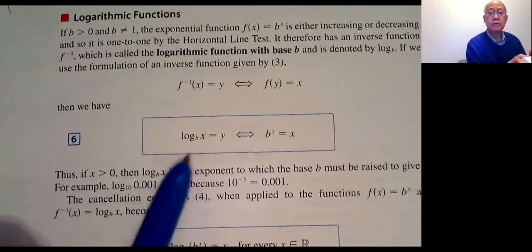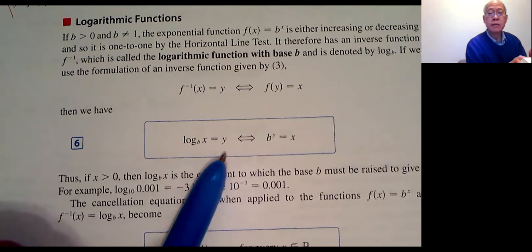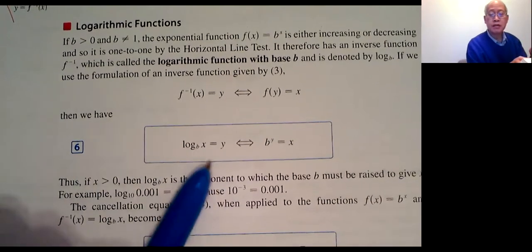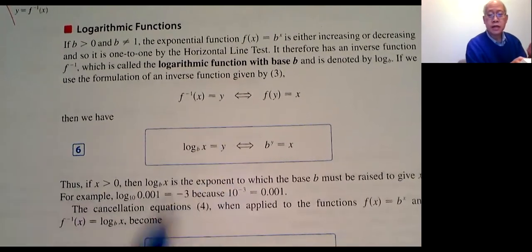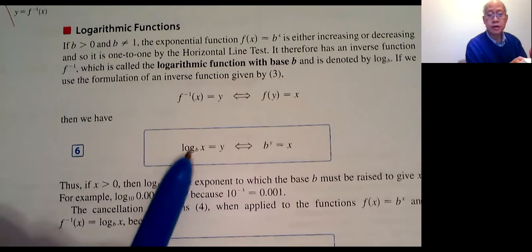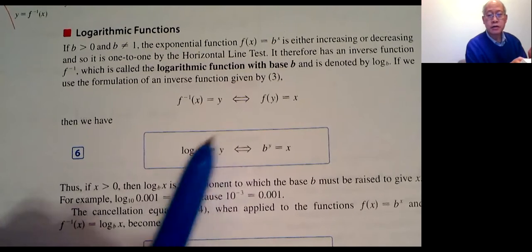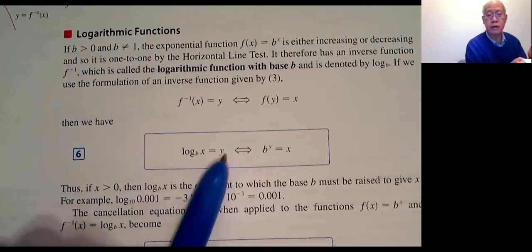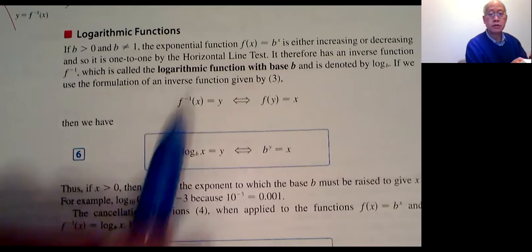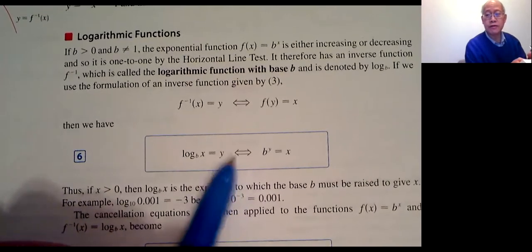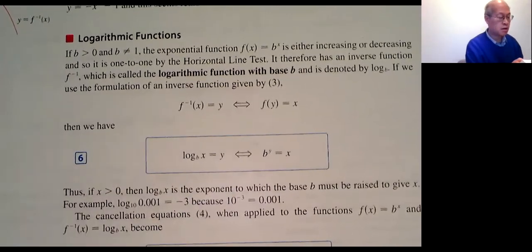Log base b of x equals y means the same thing as b raised to the y equals x. So I like to start with the base. Which is the base? This. The exponent, you go across the equal sign, then you come back in for the result. So b to the y power equals x. So these are equivalent. That arrow means they're equivalent. They mean the same thing.